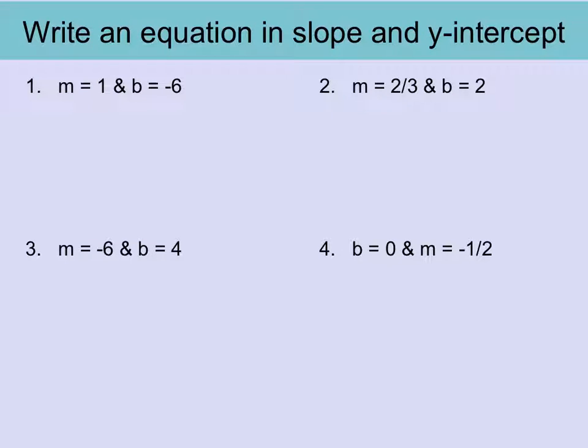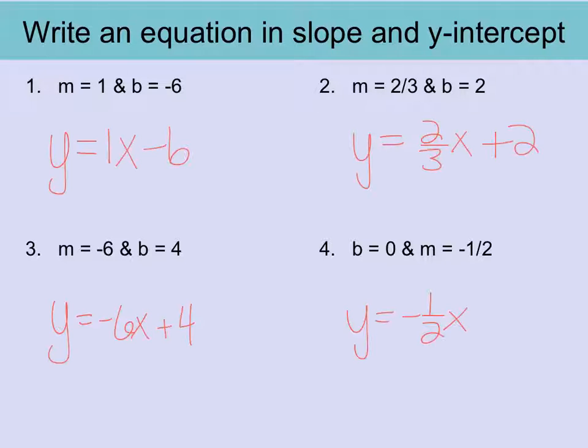Okay, these 4 examples are just practicing writing equations in slope-intercept form when you know m and b. So if you want to go ahead and write these equations and then press play to check and see if you got them right, this is really just plugging in. It should be super easy.